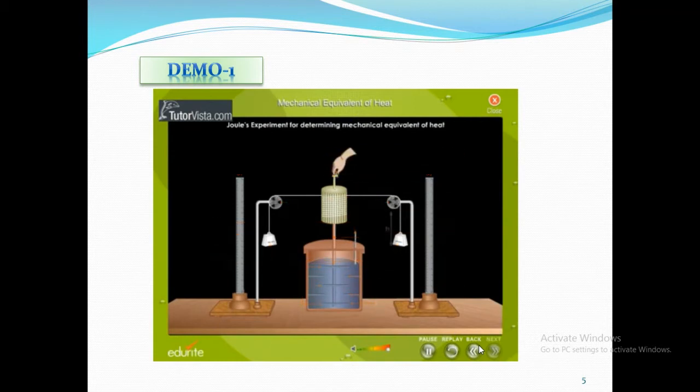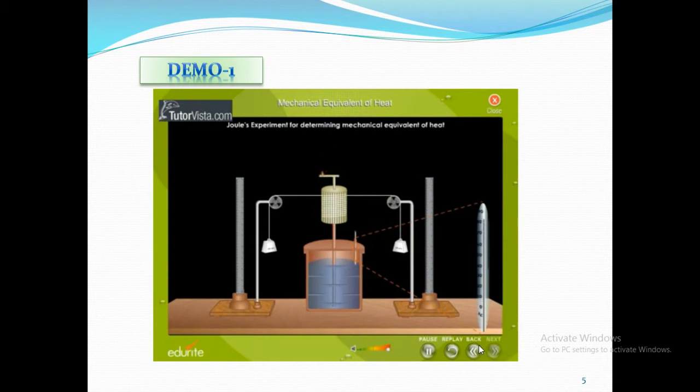By rotating the handle, the masses were raised through a height h. Again, by rotating the handle in the reverse direction, the weights were allowed to fall down through the same height h. The falling weights rotated the spindle and thereby churned the water contained in the calorimeter. As a result, mechanical work was converted into heat and the temperature of the water increased. The process was repeated. He noted the rise in temperature in each case.